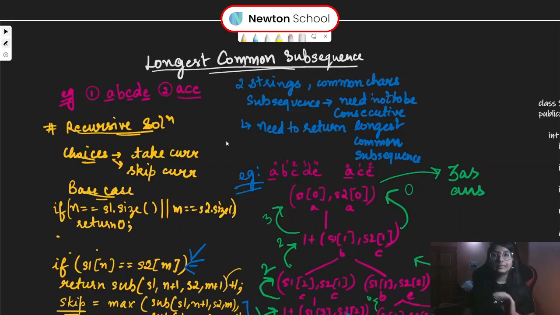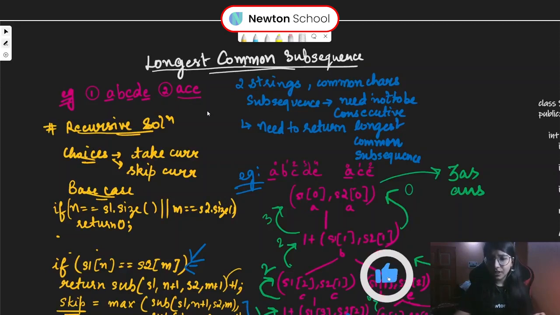As you can see, I've taken this example ABCDE and ACE. The basic meaning of LCS is longest common subsequence. So first comes the part: what is a subsequence, what is a substring, and what is a subset, right? As this question requires a subsequence, I'll let you know what a subsequence is.